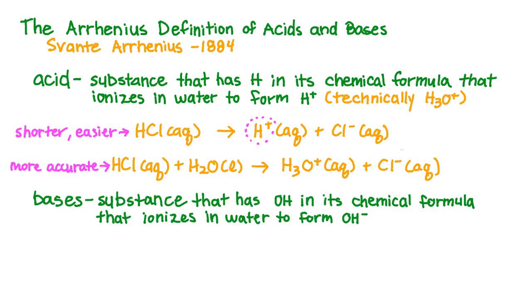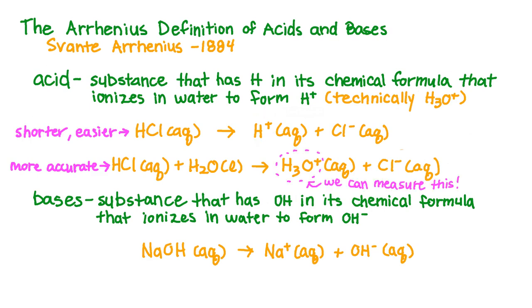The Arrhenius definition of a base is a substance that has OH in its chemical formula that ionizes in water to form OH-, or hydroxide ions. Sodium hydroxide is a great example of an Arrhenius base. In water, it will ionize to form sodium ions and hydroxide ions.